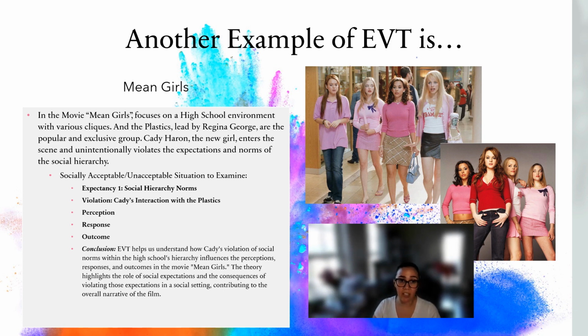So the conclusion here is that the expectation violation theory helps us understand how Katie's violation of social norms within the high school hierarchy influenced the perceptions, responses, and outcomes in the movie Mean Girls. The theory specifically highlights the role of social expectations and the consequences of violating those expectations in the social setting, contributing to that overall film.